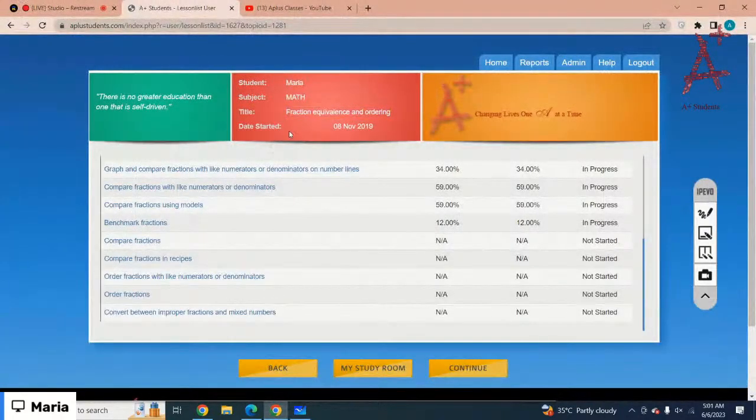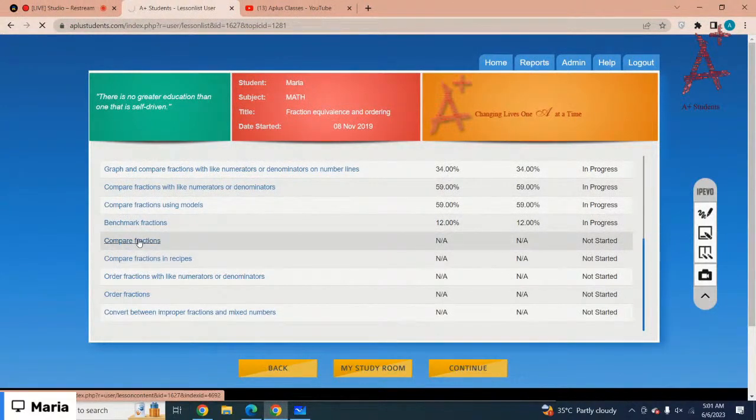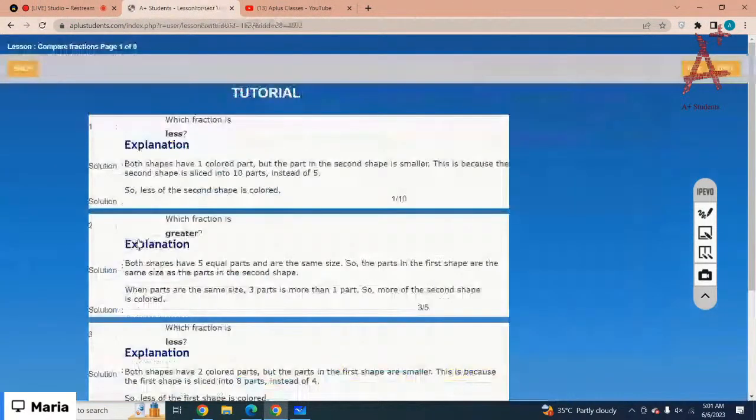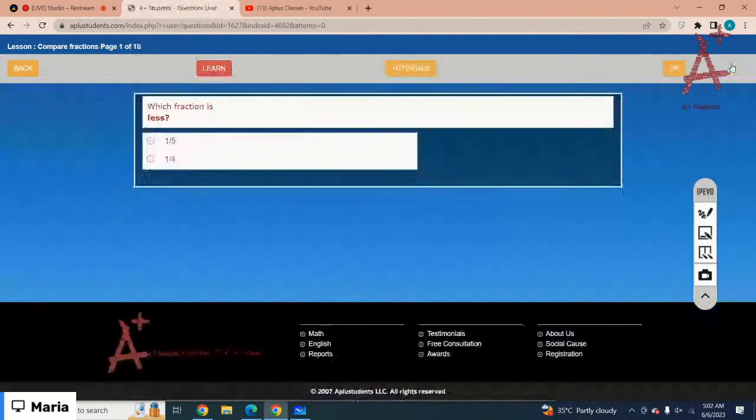Here I am on the chapter fractions, equivalence and ordering. Let's start with the lesson compare fractions. Which fraction is less? Both shapes have one colored part. Let's start with the test questions. You don't have the shapes in the tutorial. Which fraction is less, 1/4 or 1/5? Which is the correct option?